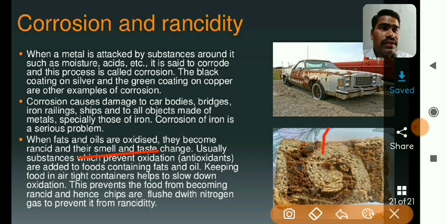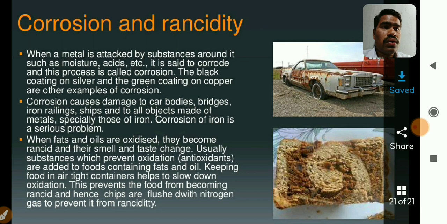To cut off the contact of these atmospheric factors which cause corrosion, we can apply paints on the iron surface or the metal surface. Oil and grease can also be applied, so that also can prevent corrosion, which is normally called rusting in our local language. So oil and grease or paints form a layer on the metal surface, and that prevents the contact of the metal surface with the atmospheric conditions, which prevents the corrosion.